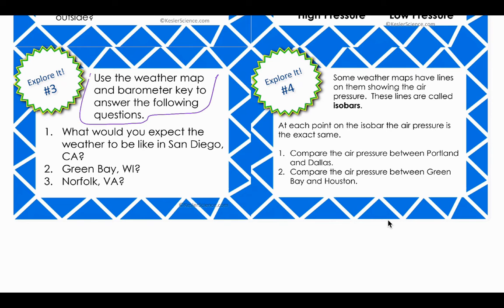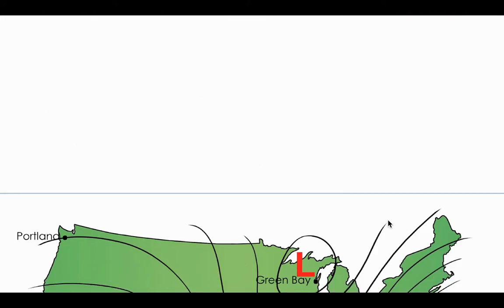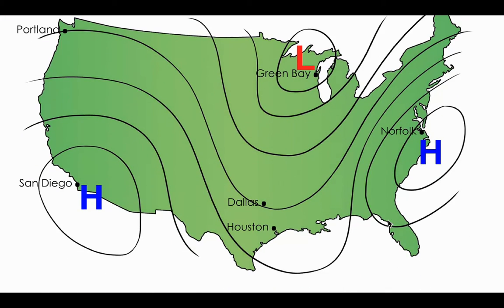So now I'm using the weather map and the barometer key to answer the following question. What would I expect the weather to be like in San Diego, California? So I'm looking down at San Diego, California. San Diego, California is a high pressure, right? And it looks like it might be in an isobar, right? Because of this whole circle thing, but this is a high pressure system.